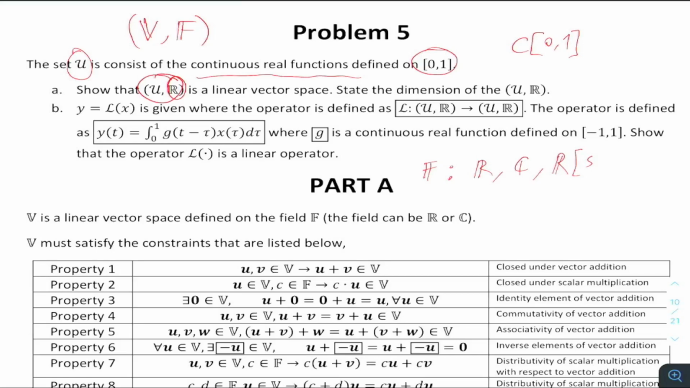I'm sorry, this one is also a field. What is this? This is the rational functions parameterized by s, where the indeterminate is s and the coefficients are real numbers. Meaning, for example, 2 times s squared plus 5 times s, over 3 times s to the fourth plus 7 times s.